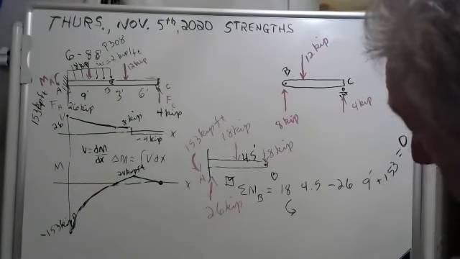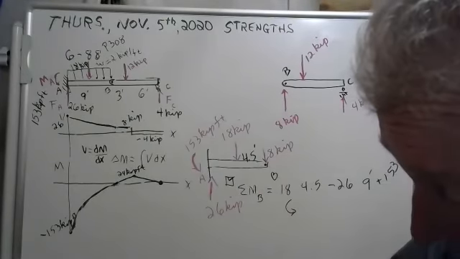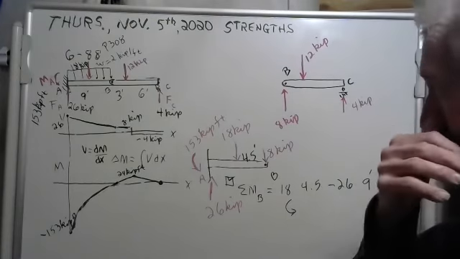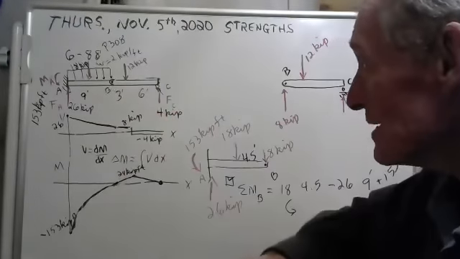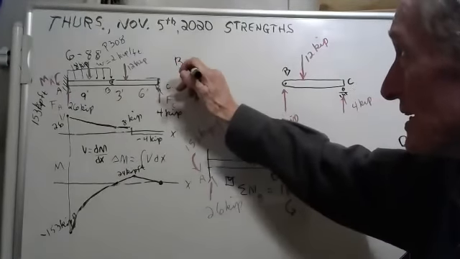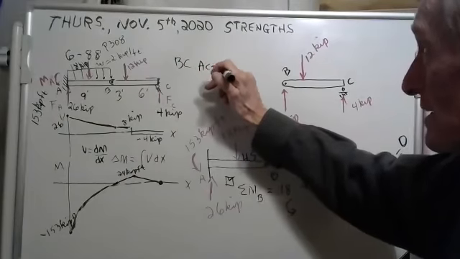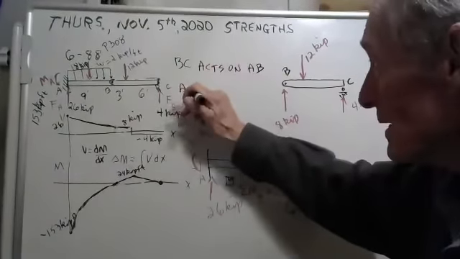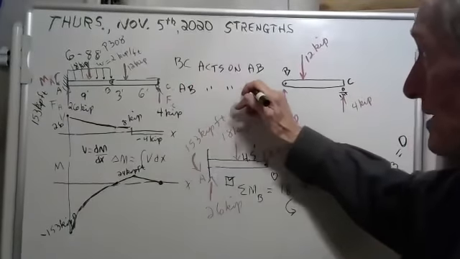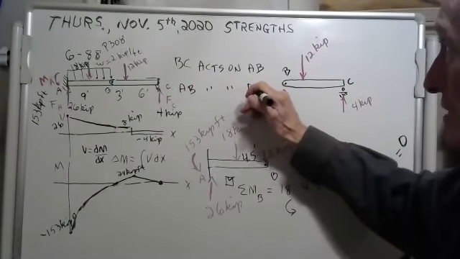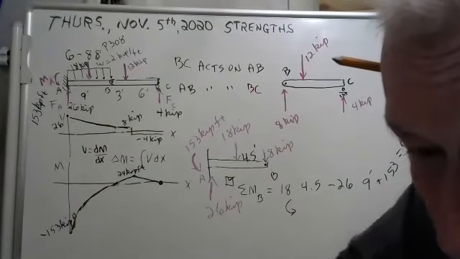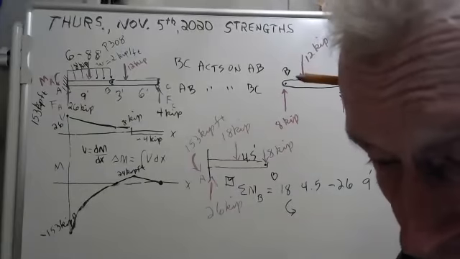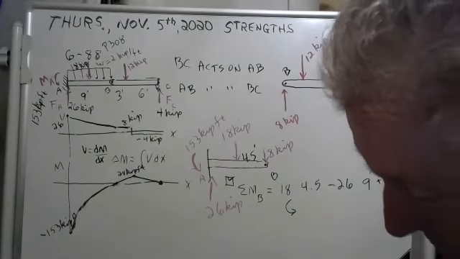Where did this 8 kips come from? Ben. I am not too sure. It came from BC. See, BC acts on AB, and AB acts on BC. Newton's third law. Forces have to have a source. They don't just appear out of thin air.